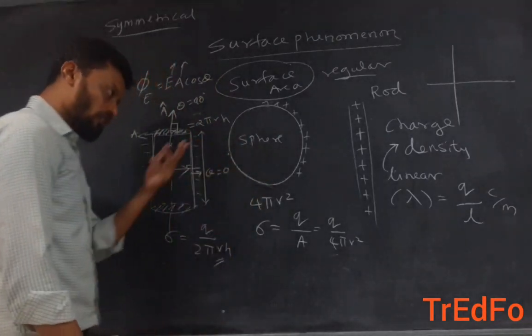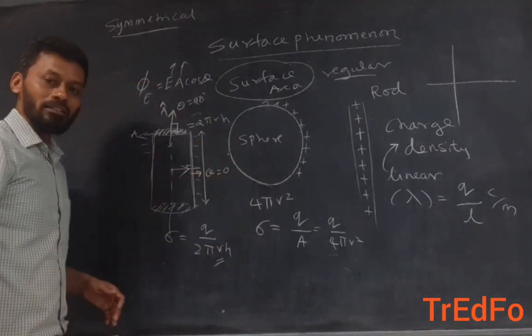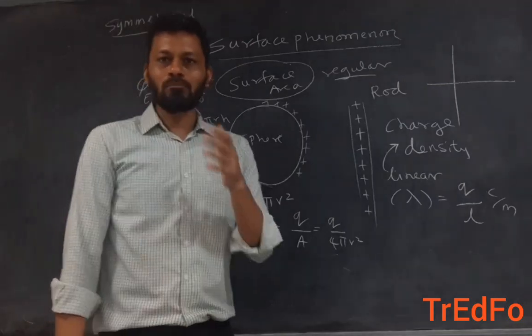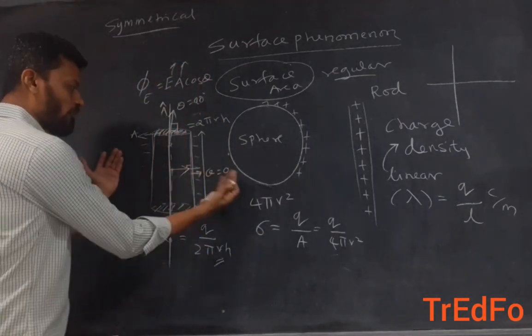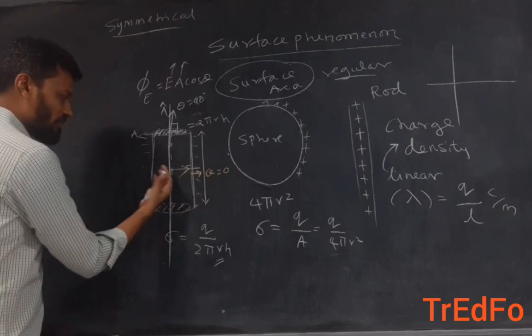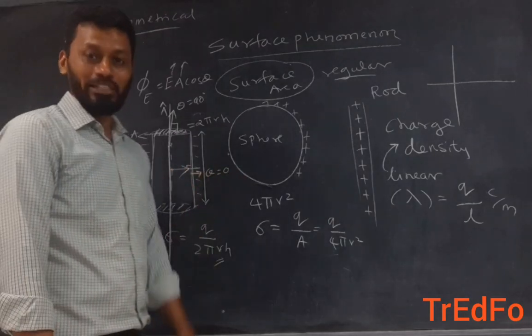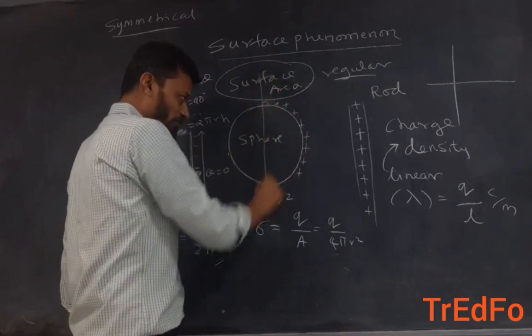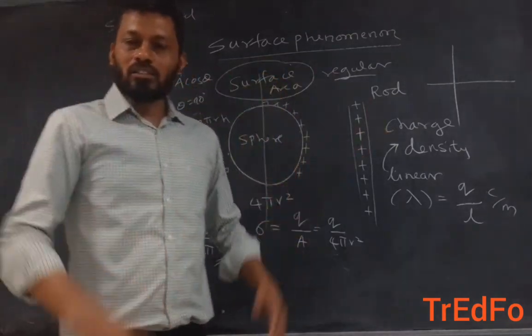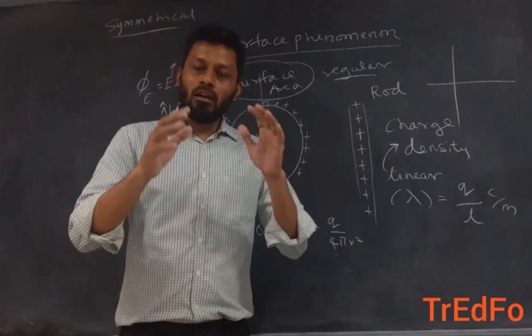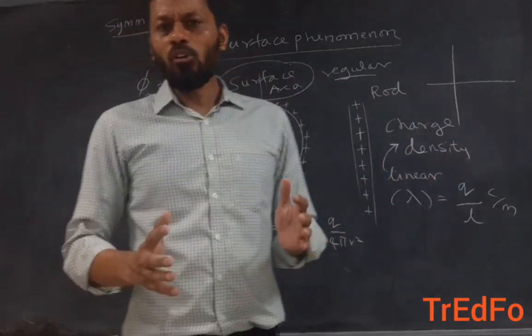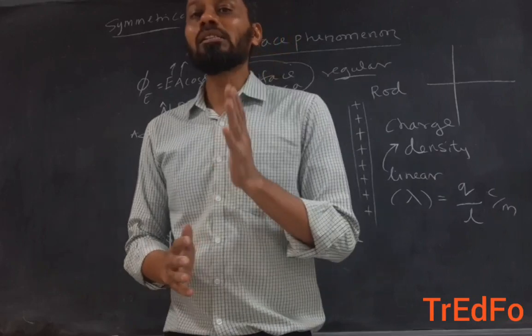Take an example of what a symmetrical Gaussian surface means. My sphere is a symmetrical Gaussian surface. My cylinder is a symmetrical Gaussian surface. It's because if I divide it into two halves like this, the number of charges on this side and this side will be distributed equally. Same thing here also. If I divide this sphere, the charges are distributed equally. A very important part of a Gaussian surface is that I can select any geometrical object, but it should be symmetrical.